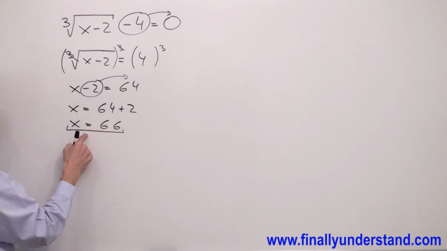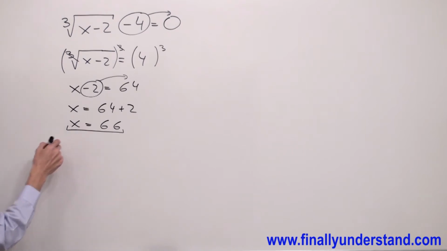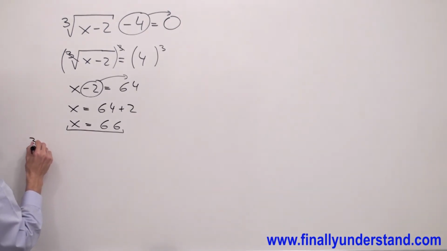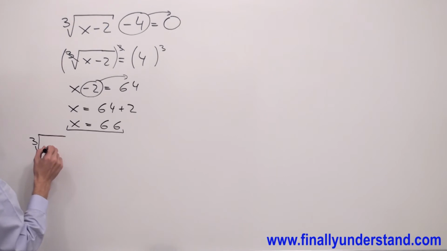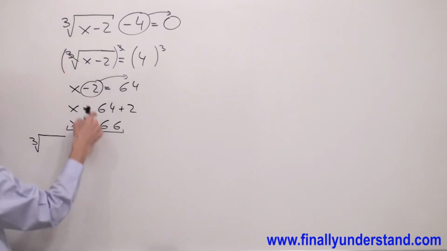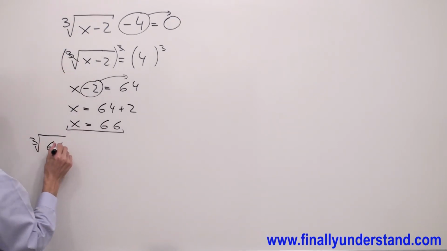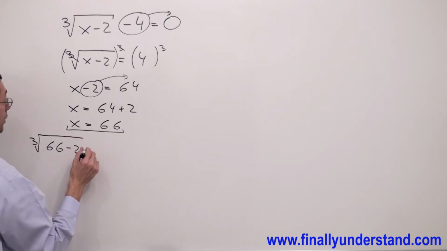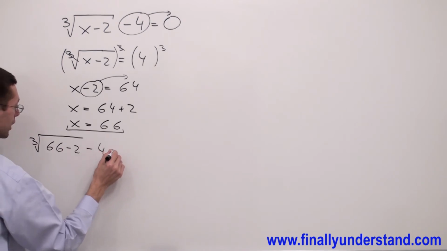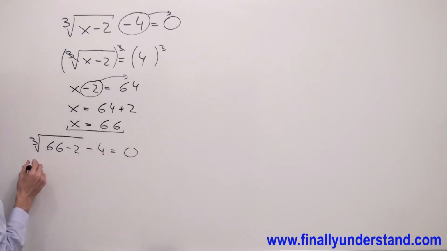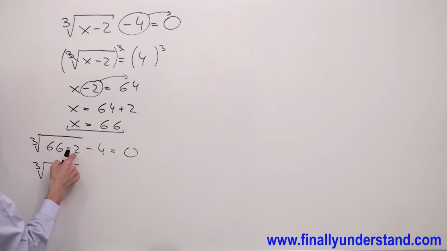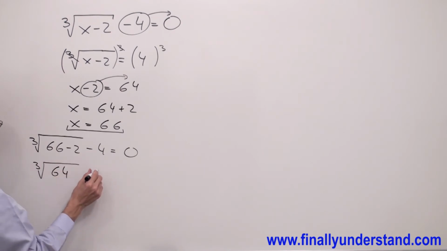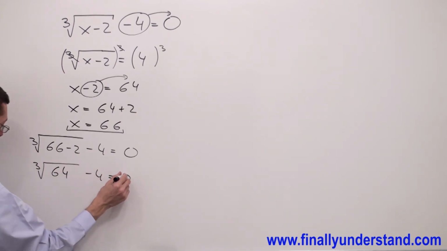Let's check if this is the correct answer to my problem. I have the cube root, and I have to replace this x by 66. I have 66 minus 2, minus 4 has to be equal to 0. I have cube root of 66 minus 2, which is 64. Minus 4 has to be equal to 0.